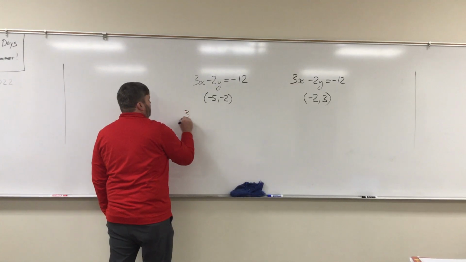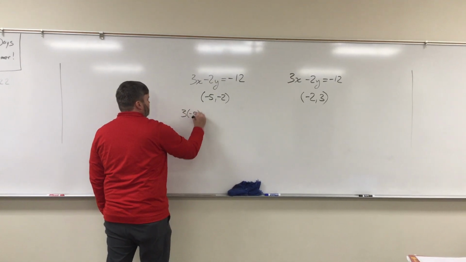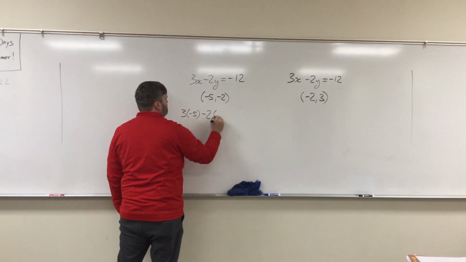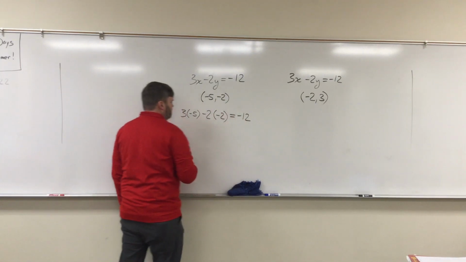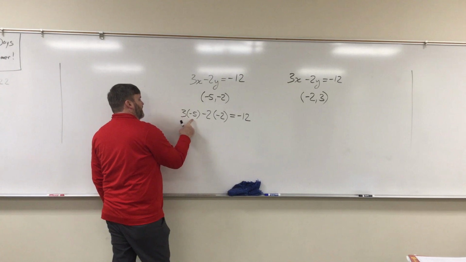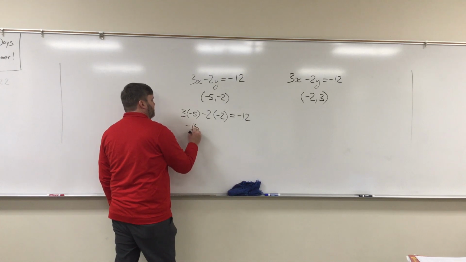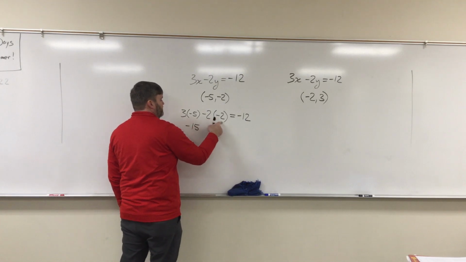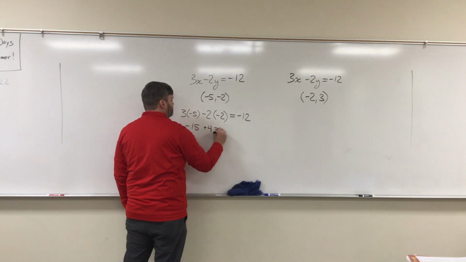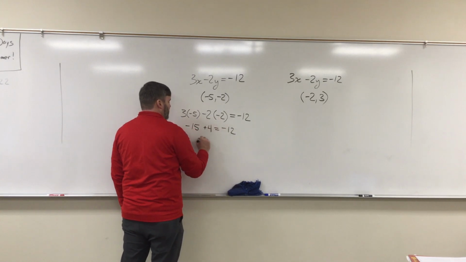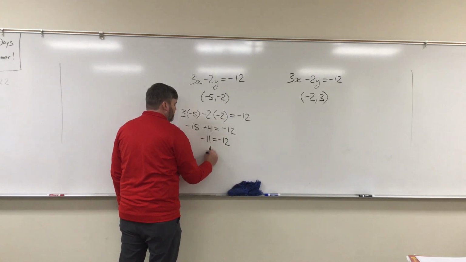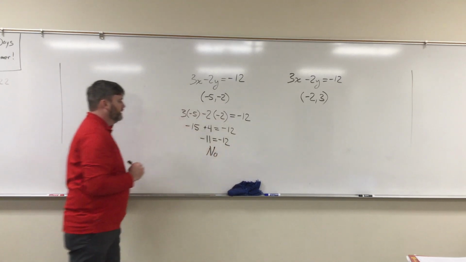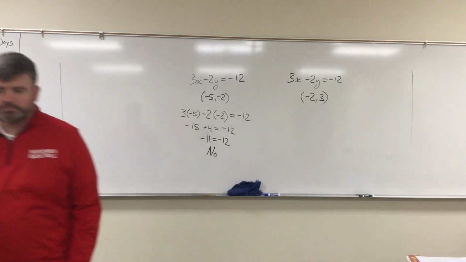So we got 3 times x, which is negative 5, minus 2 times y, which is negative 2. Does that equal negative 12? 3 times negative 5 is negative 15. Negative 2 times negative 2 is positive 4. So we got negative 11 equals negative 12. That is a false statement. So no, that point is not on the line.